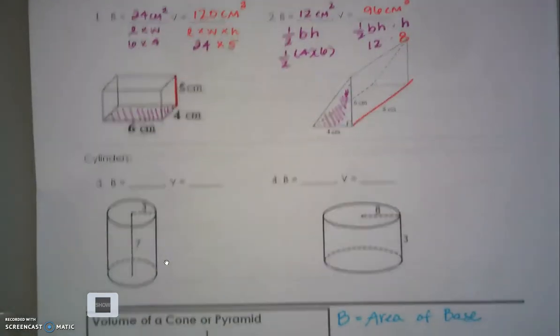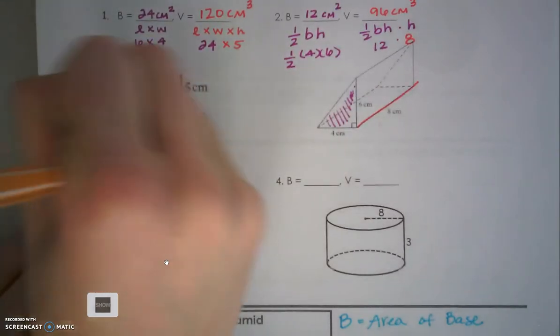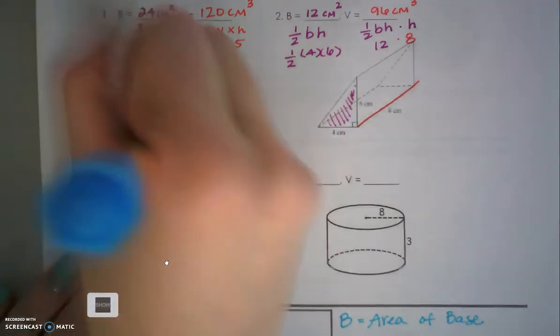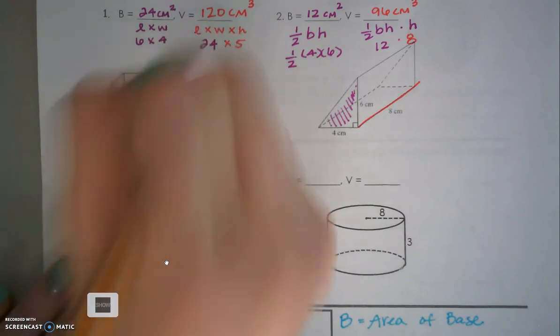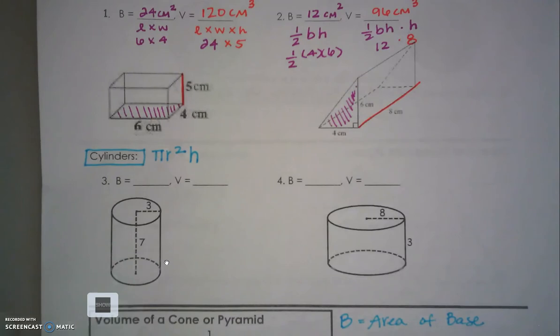So when we move down here to talk about cylinders, cylinders have a base that is a circle. So we need to know what the area of a circle is. An area of a circle is pi r squared, and we'll continue our volume conversation by multiplying it by the height.